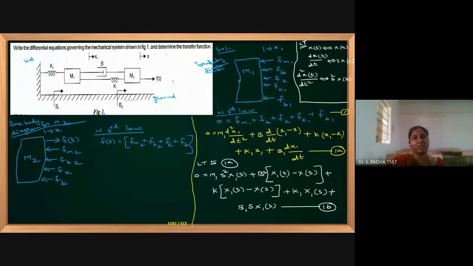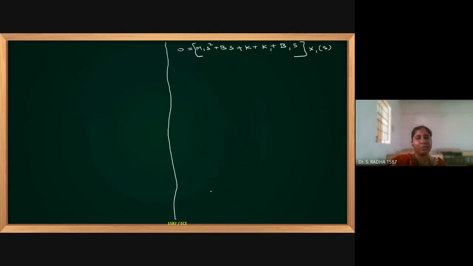If you see x of s, the other displacement, b into s is there, but minus symbol is also there. Minus b into s. Then k into x of s is there, minus symbol is there. Okay. So minus bs minus k. So what I will do, I will put minus common, b into s plus k.